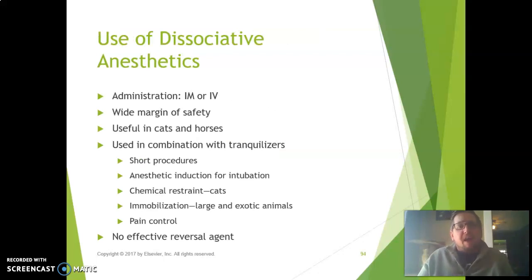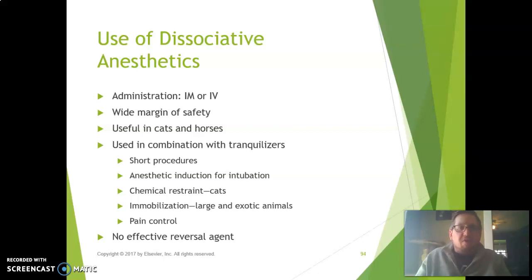It can be given IM or IV. It has a very wide margin of safety. It's useful in cats and horses, but I will say with horses, it's dose dependent on if it's useful. It's used in combination with tranquilizers, i.e. ketamine is mixed with Valium. It's the only drug that Valium is ever mixed with. Please refer back to the benzodiazepine conversation before.